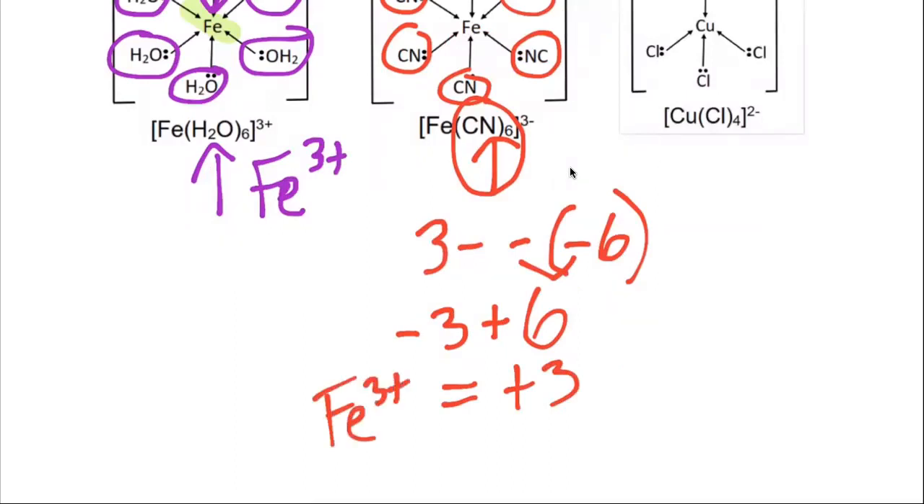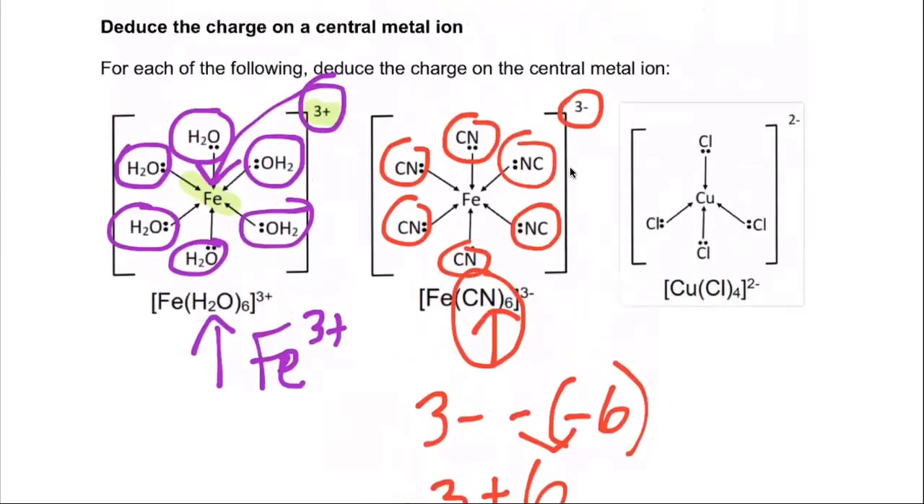Okay. So the iron is 3 plus, but notice that on this first one, the charge was the same as the complex ion. On this one, it was not. That's because the ligands on this one contributed some negative charge to the whole complex ion.